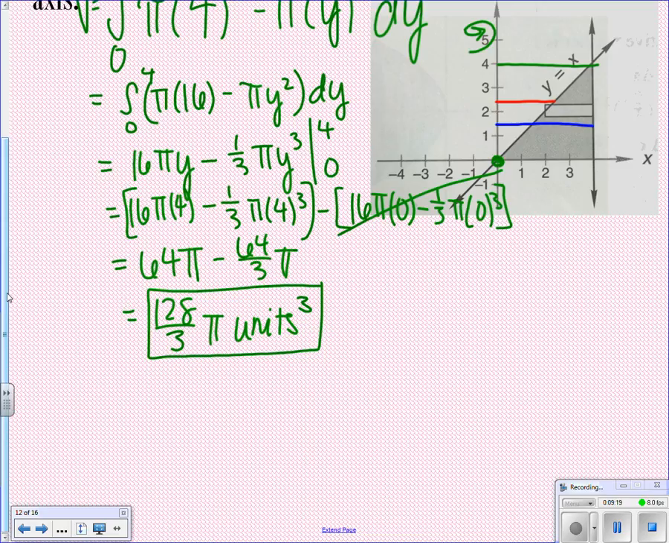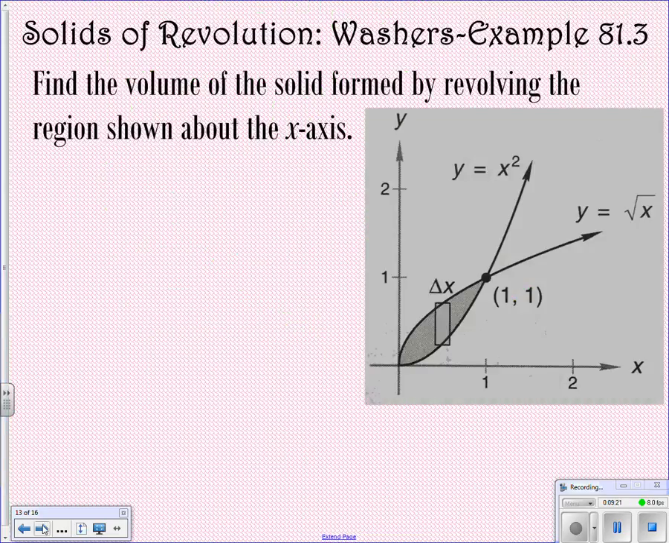Looking at the next example, we want to find the volume of the solid formed by rotating this graph about the x-axis. So we're going to start with our formula. The volume equals, we are going from 0 to 1.